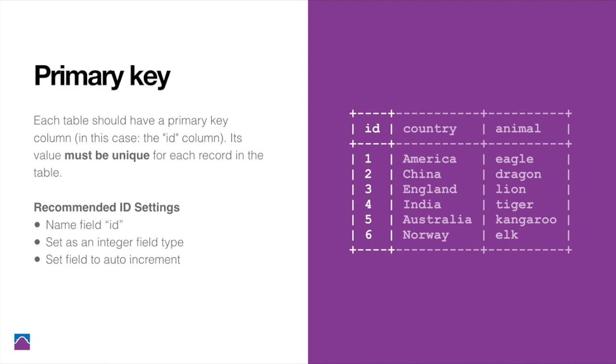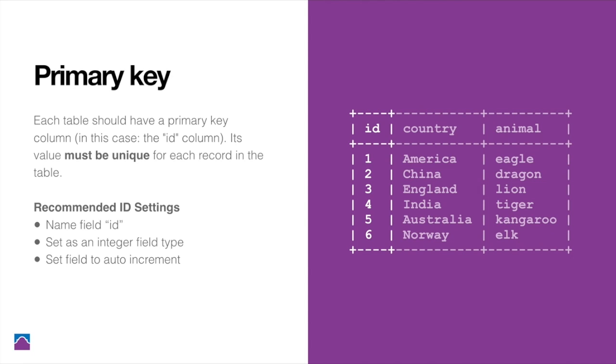Also want to emphasize the primary key is super important when you create a table. Each table should have one. Typically, you should call it ID, and it must be unique. That's very important. The ID must be unique. In other words, there's nothing like it.